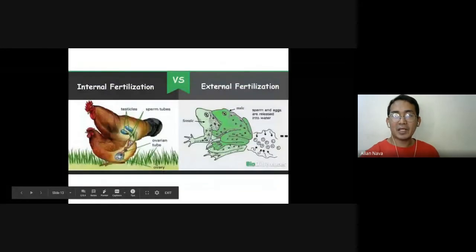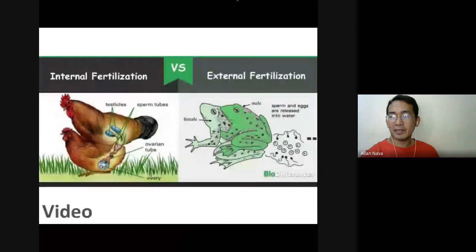So look at this example, class, and the picture that we have here. So the chicken here is undergoing internal fertilization. Why? So definitely, a hen and a rooster. A rooster has also testicles, may sperm tube din siya. And then sa hen, meron din siyang ovarian tube. Meron ding ovary yung hen. Okay? I-release ng rooster ngayon yung sperm niya sa female and then will undergo internal fertilization. Did you get it?